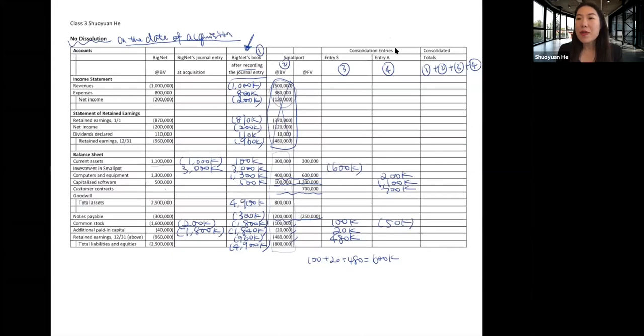to mark up Smallpot's book value to fair value, but is it enough in this situation? So let's look at this situation. The total consideration transferred is 3 million.